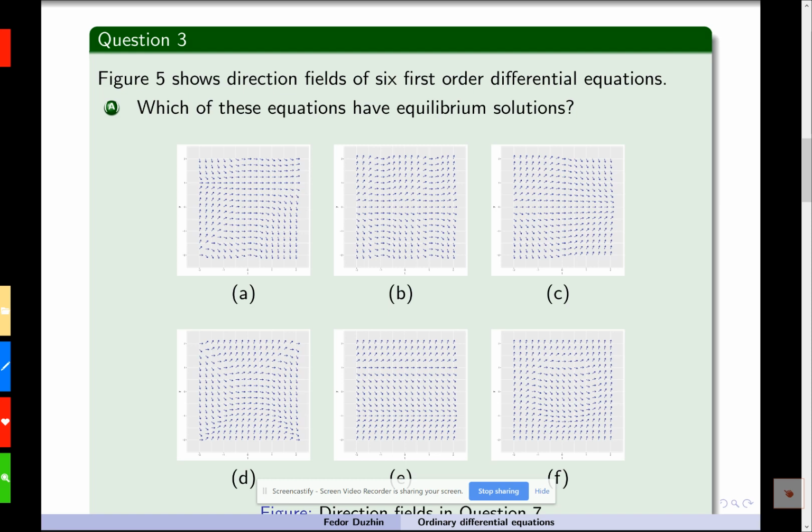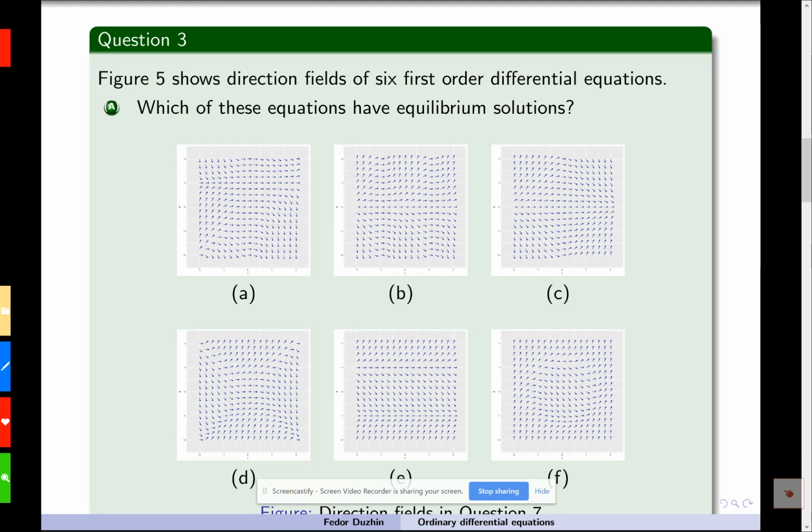Question 3 is about extracting some information from slope fields, from direction fields of differential equations. Part A, which of these equations have equilibrium solutions? So let us try to plot this equilibrium solution.